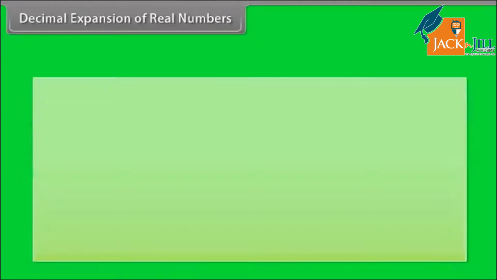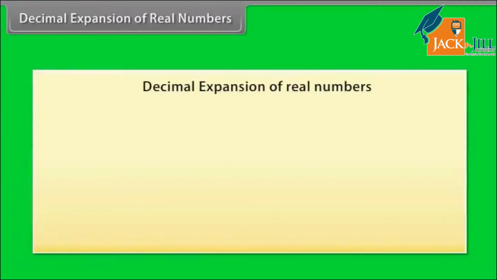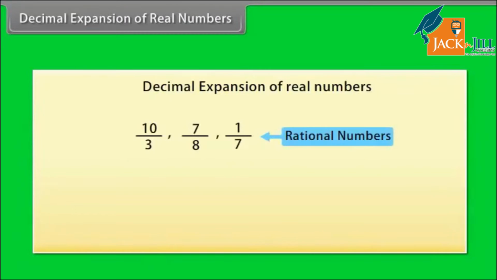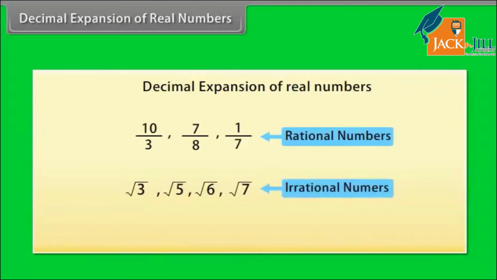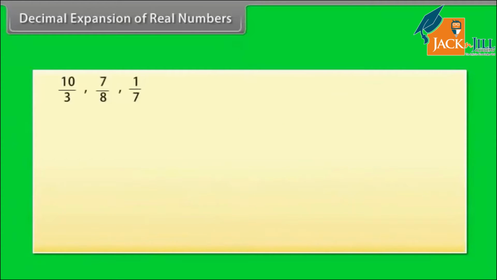We have learnt about the real numbers. Now we will look at the decimal expansion of real numbers. By this expansion, we can distinguish between rationals and irrationals. Let us first take rational numbers.